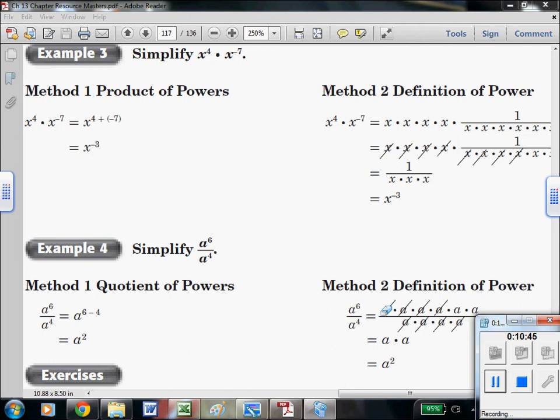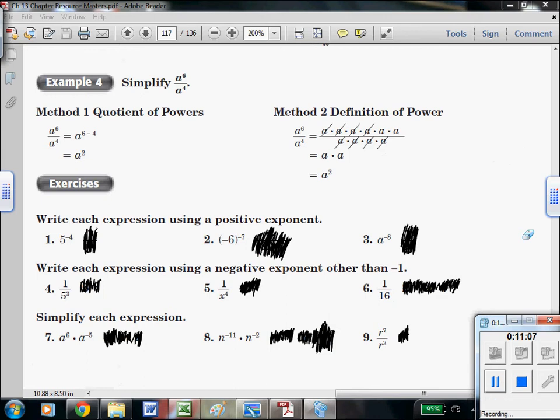Now, if you want to see the visual of what we did last section, this question has 6 a's up top, and 4 a's on the bottom. If you're multiplying by a and dividing by a, those are the opposites of each other. So each pair of them cancels. So these cancel, these cancel, these cancel, these cancel, and you're left with 2 a's on top, which is a times a, which means a squared. So as a reminder, that's the visual way. This example didn't have negatives, so let's go find one that does.